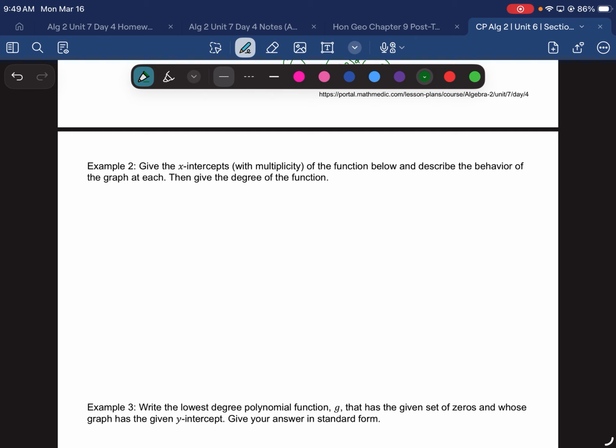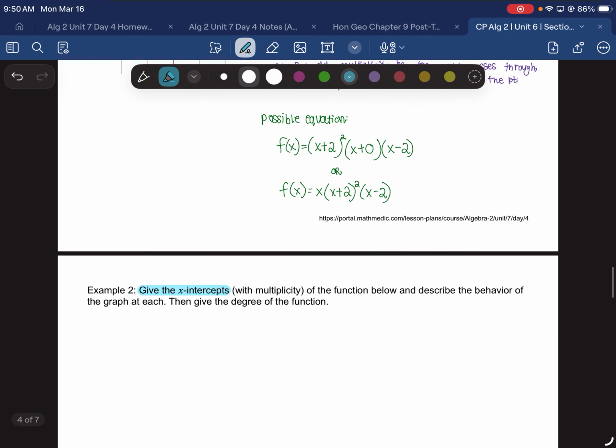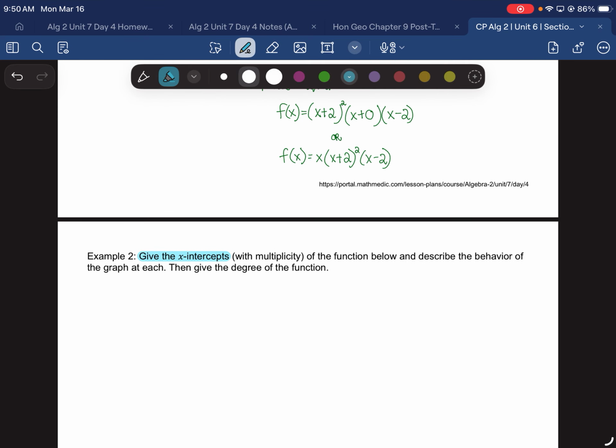Here's the next example. The directions change. So I want you to highlight this, the first couple of words. It says, give the x-intercepts. How is this different than the last one? Because I asked you to give the zeros in the last problem, right? They were written as x equals a number. These x-intercepts now have to be written as ordered pairs, okay? You're also going to tell the multiplicity of the function below and describe the behavior of the graph at each x-intercept. Then give the degree of the function, okay? Here it is.